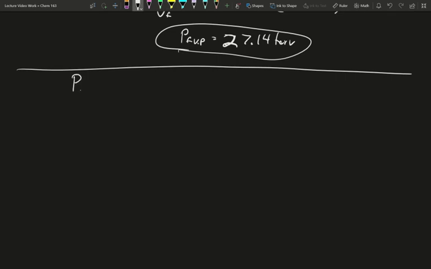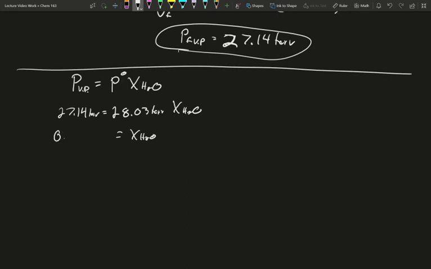Well, remember that the vapor pressure of a mixture is always equal to the pure vapor pressure times the mole fraction of the species. So 27.14 torr must equal 28.03 torr times X of H2O. Divide across, we'll find that the X of H2O, the mole fraction, 27.14 divided by 28.03 is 0.96824.